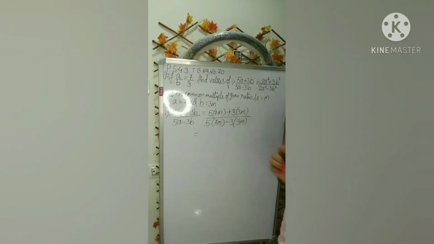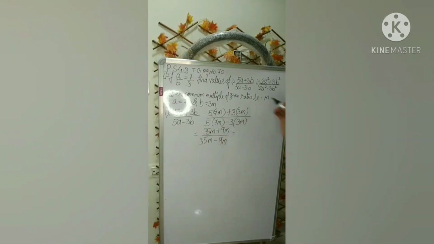Let's start solving this. Wherever you see multiplication between two terms, just multiply; wherever you see a plus sign, we have to add. So 5 sevens are 35M plus 3 threes are 9M. The same thing down here: 35M, but the minus sign is there, so minus 9M.